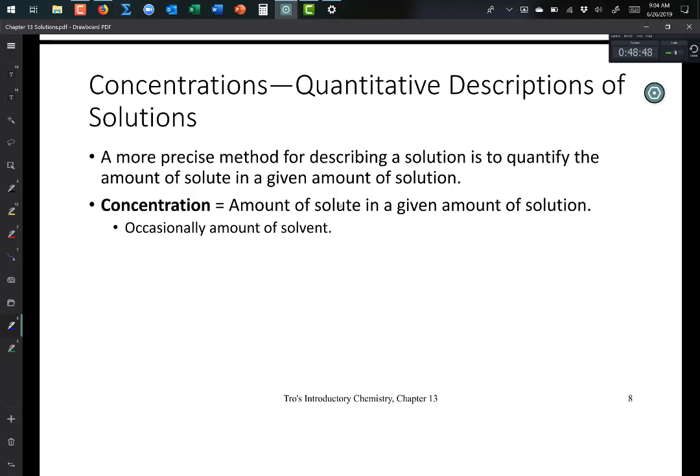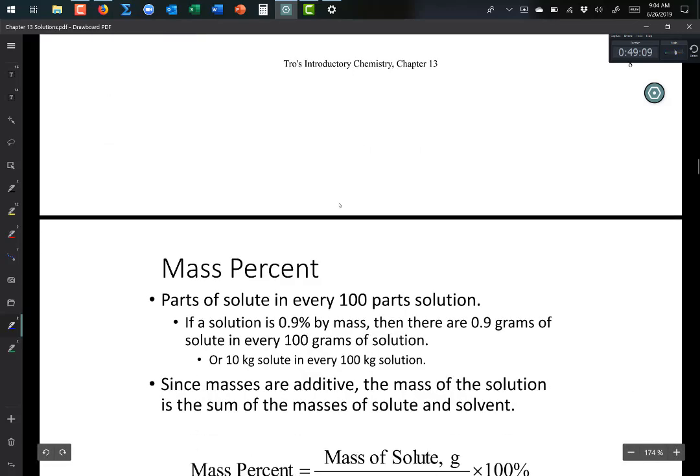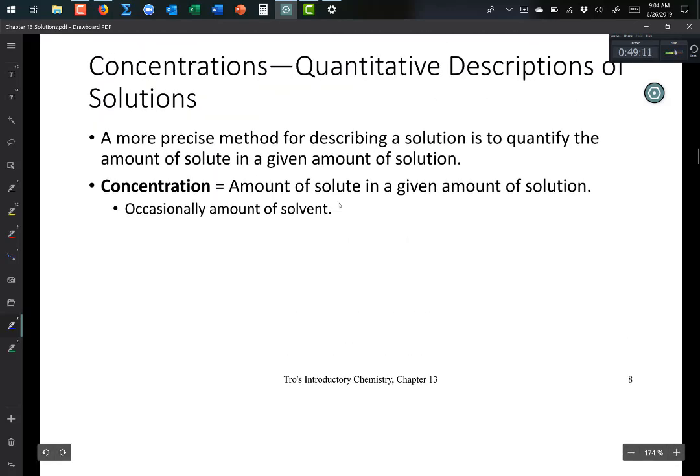Okay. He only lists two concentration units that you need to work with. I'm going to tell you a third one that you should know. It's going to be some extra information. So concentration is the amount of solute given in an amount of solution, and we have different units for it. The primary units that you're going to need to know are mass percent and molarity.